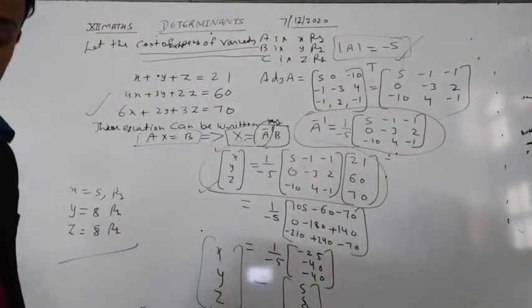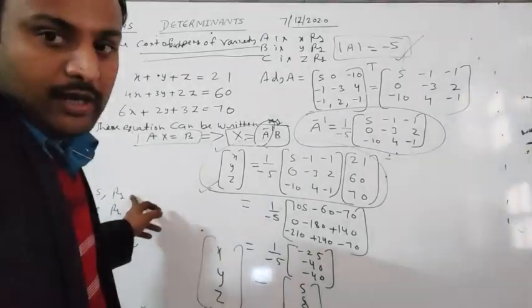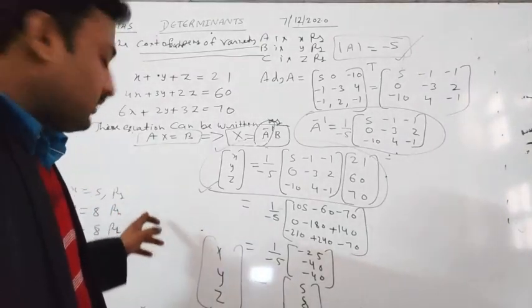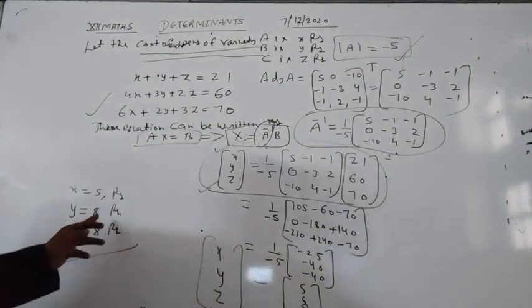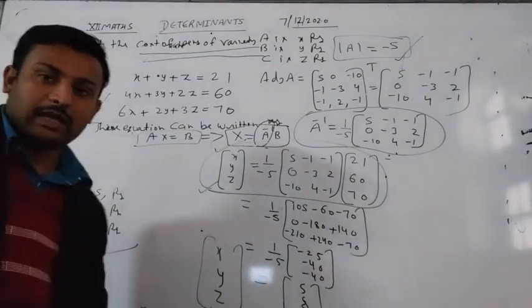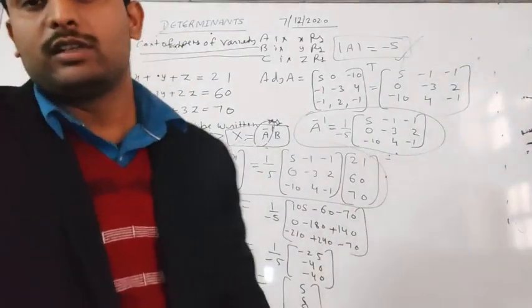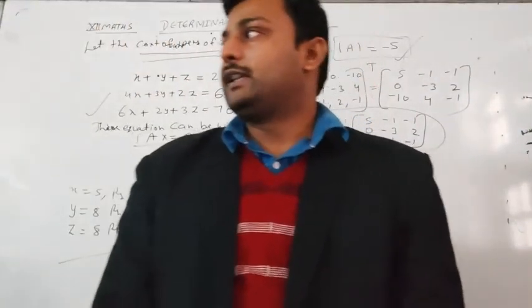This means the cost of variety of pen A is 5 rupees, the cost of variety of pen B is 8 rupees, and the last is 8 rupees. So in this way we can find the cost of each variety of pen, students.